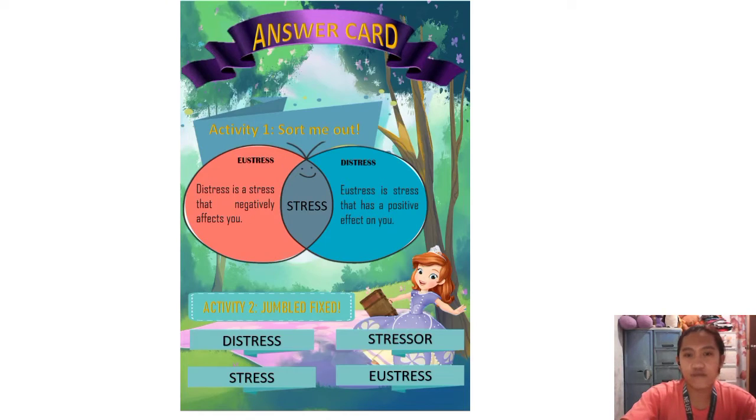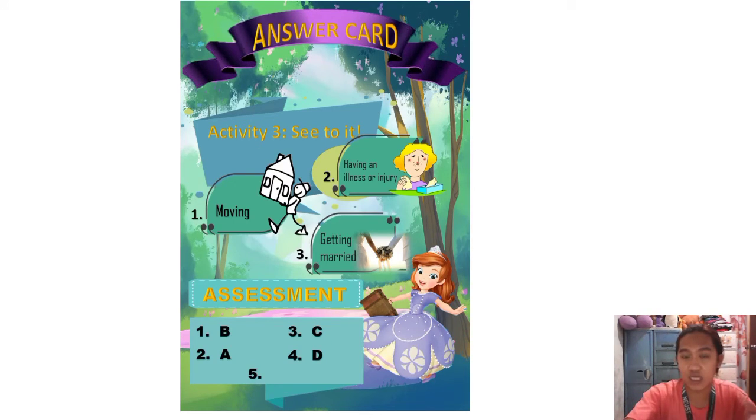Next, we have the answer card. The answer card is the last card for a SIM or strategic intervention material. In the answer card, this is where you put the answers to the questions you gave in the activity cards. As you can see here in activity 1, I put the title to avoid misunderstanding. In Sort Me Out, I put the answer, the definition of the 2 stresses and what makes them alike. I also put the answers for activity 2, Jumbled Text, and for activity 3, See to Eat, and then the answers for the assessment.